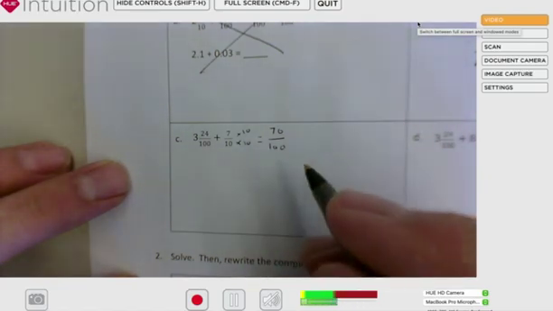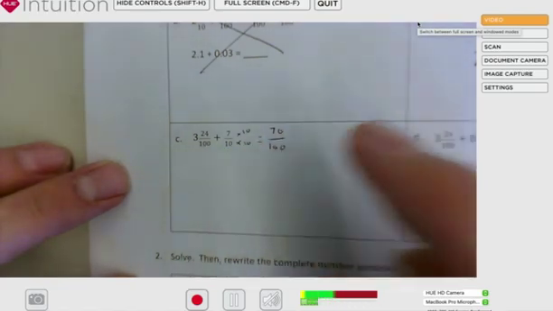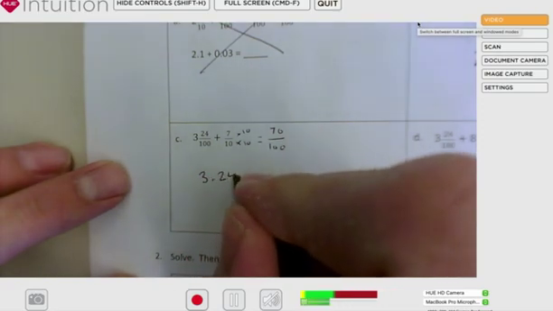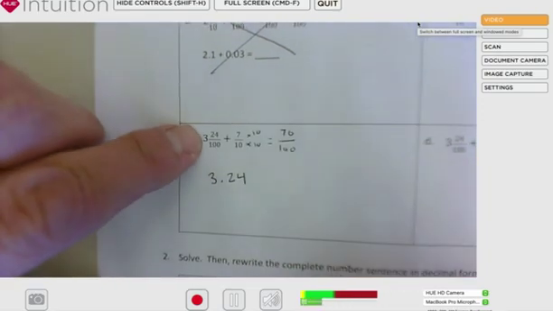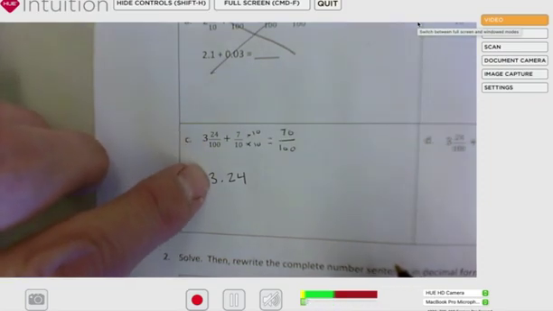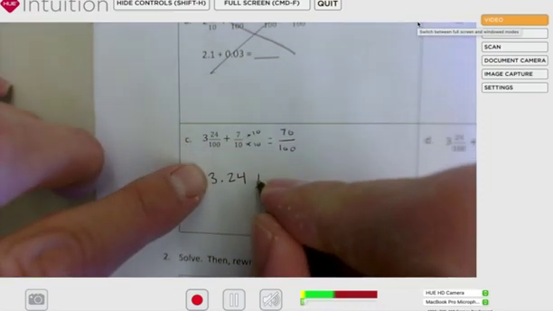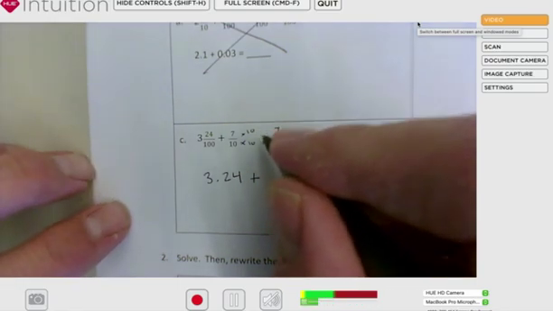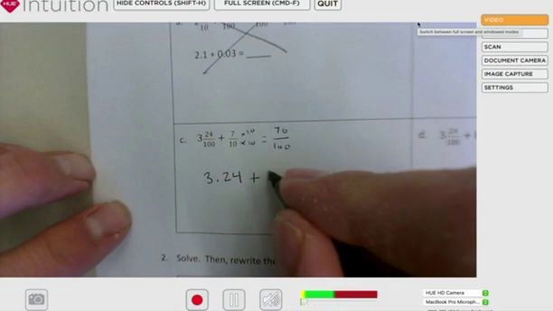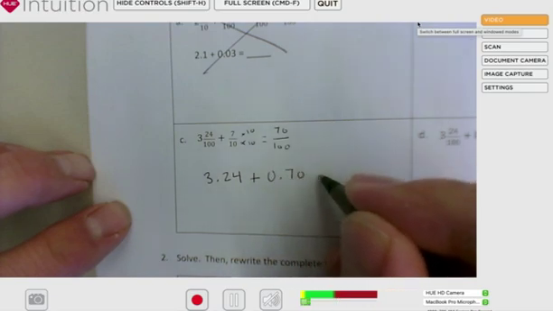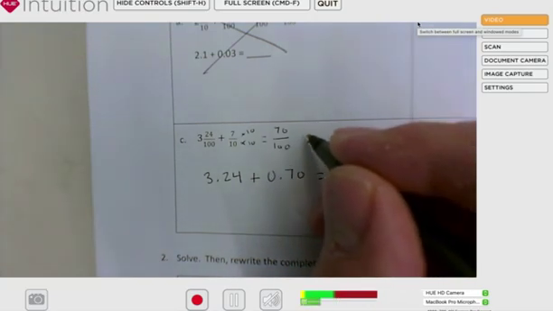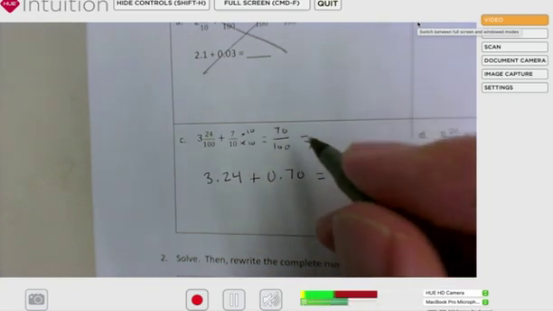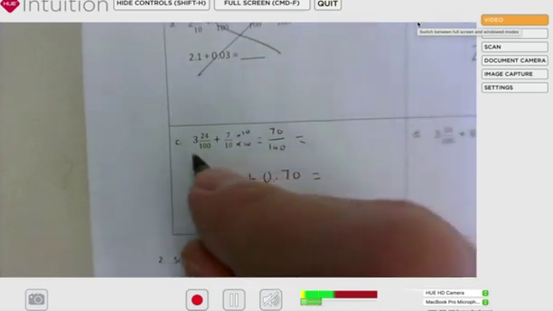Now we're going to rewrite into decimal. Now this is an extra step that did not exist yesterday. 3.24. 3 and 24 hundredths, 3.24 plus 70 hundredths. Notice there's no whole number here. Plus 0.70. Okay? All right. So there's two different ways we could write the original, which is just the 3 stays a 3.